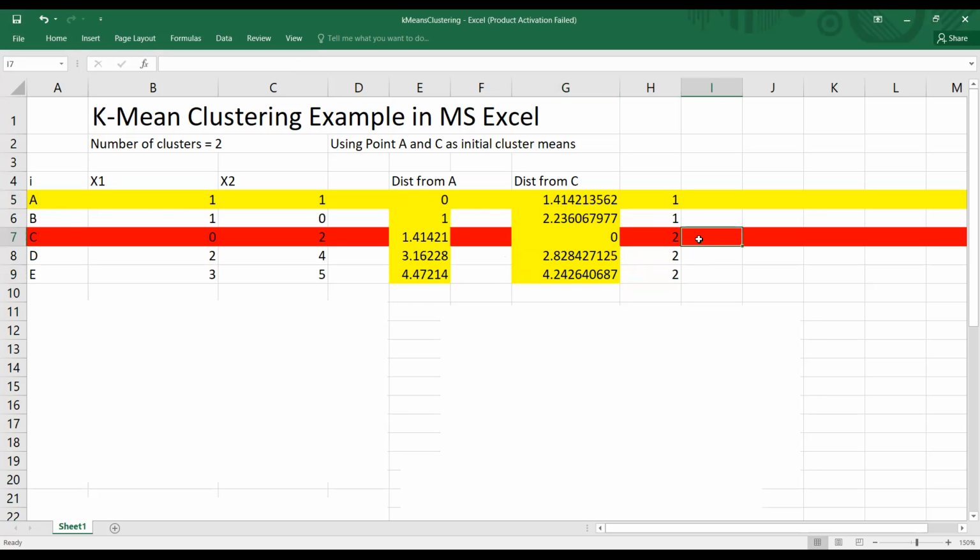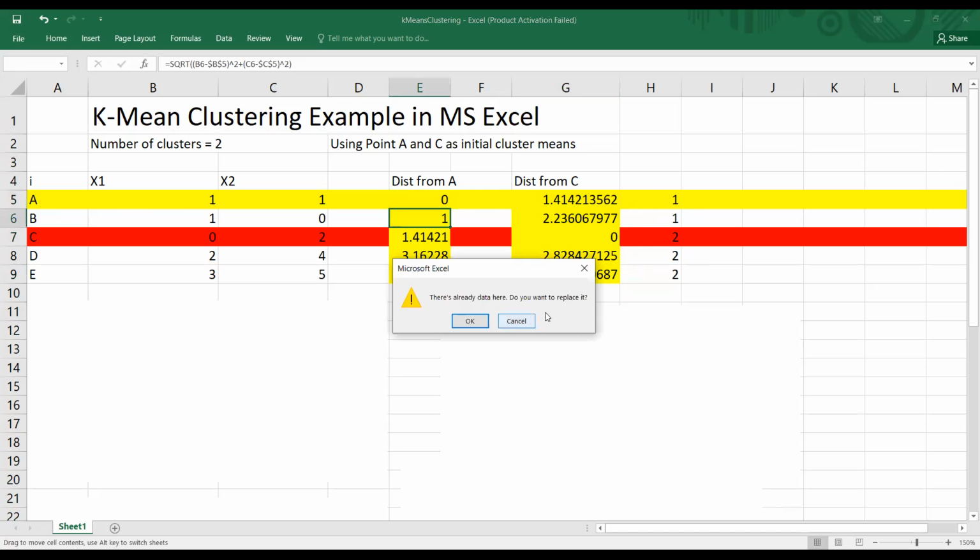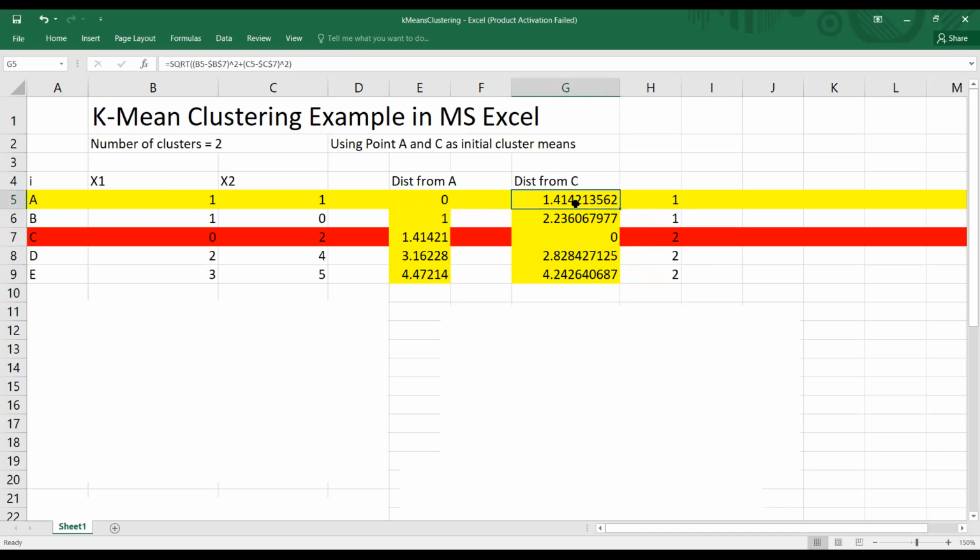Now we have to calculate the mean of the new cluster. The mean of these two is to be calculated, and the mean of these two will be calculated. So the mean of the x coordinate as well as the mean of the y coordinate, these two are to be calculated, and those two means will be used for the calculation of the new distances.